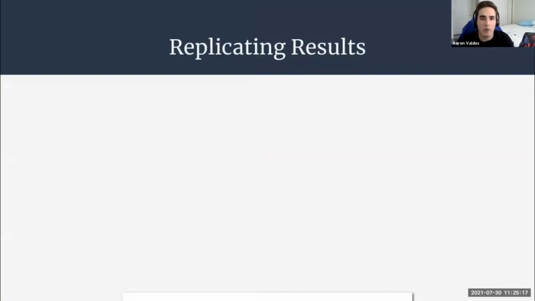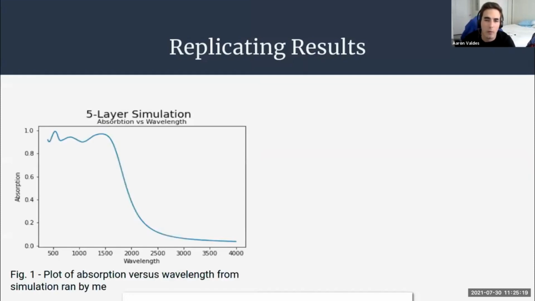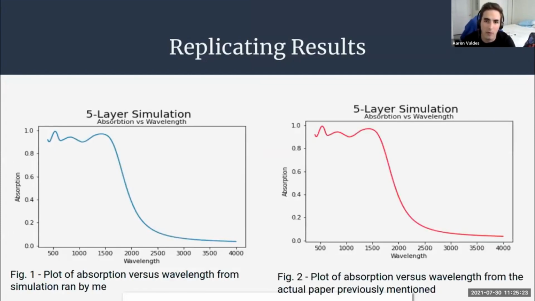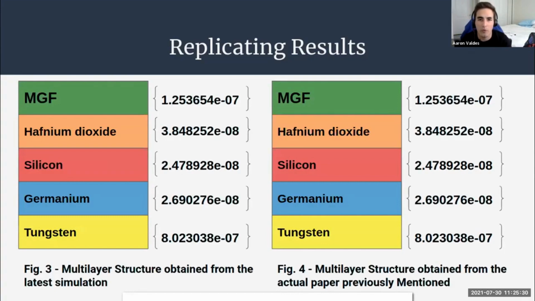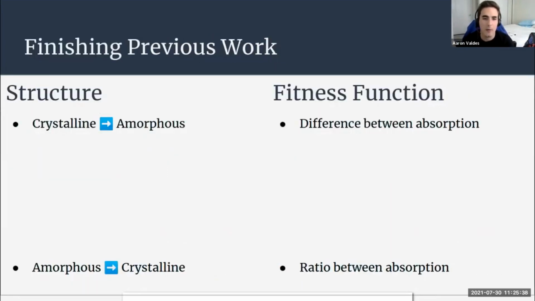Here's the latest simulation of a 5 multi-layer structure run by me, and here's a simulation of the original paper with 5 multi-layer structures. As you can see, the spectrums are the same. Here we can observe the material composition and the layer thicknesses are the same, which means that my results are consistent.